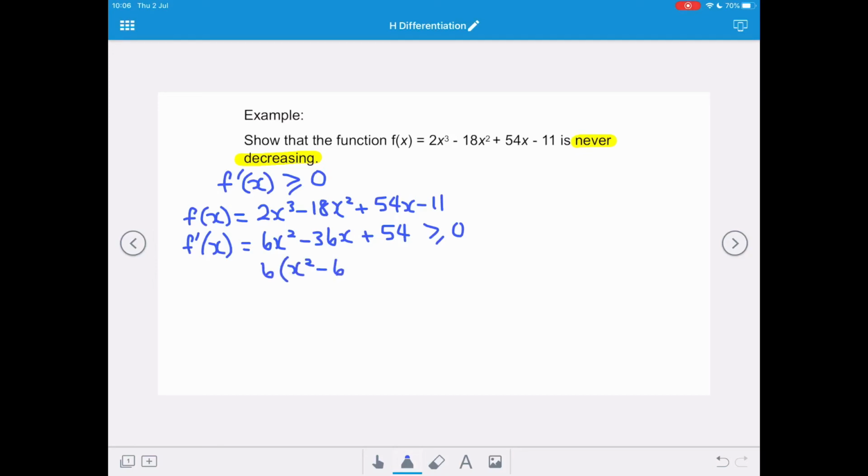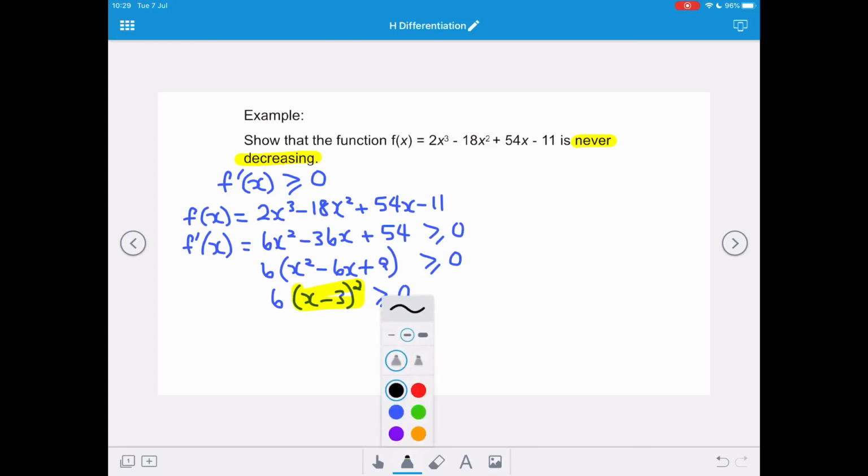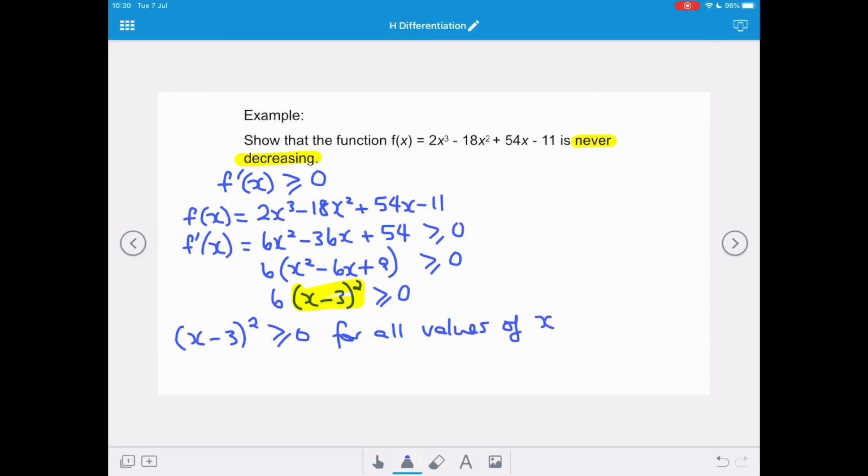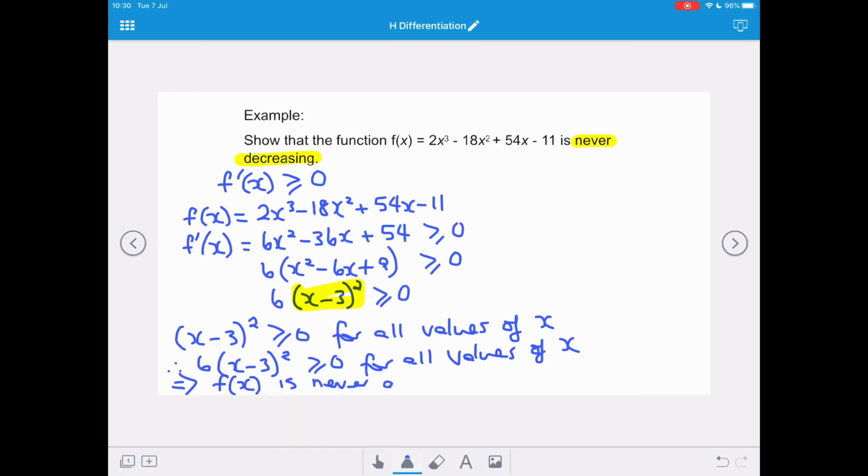Take out that common 6, so we get x² - 6x + 9 ≥ 0. And then we want to factorise that bracket, so we've got 6(x - 3)² ≥ 0. Now that (x - 3)² bracket is always going to be greater than or equal to 0 for any value of x that you substitute into it, because anything squared is either going to be 0 or greater. So therefore 6 multiplied by the (x - 3)² bracket is going to be greater than or equal to 0 for any value of x. And that means that this function f(x) = 2x³ - 18x² + 54x - 11 is never decreasing.